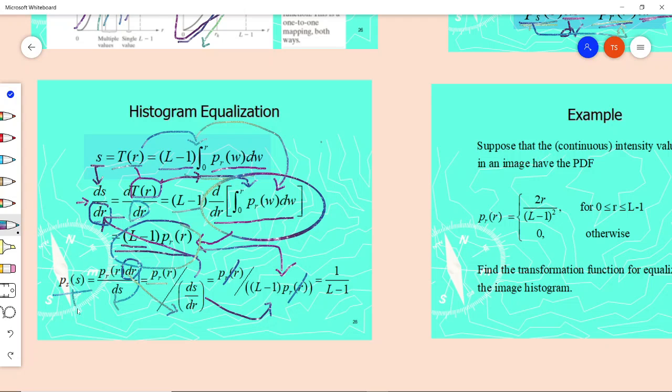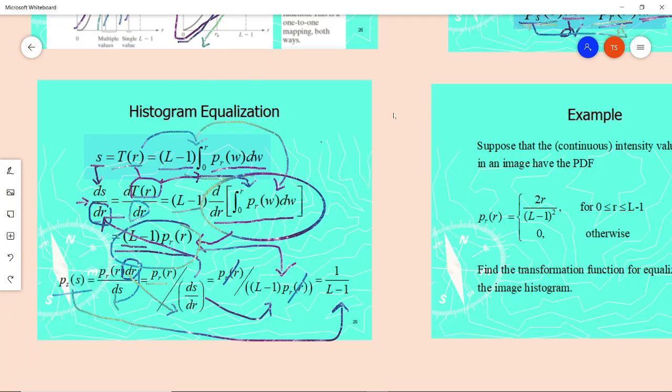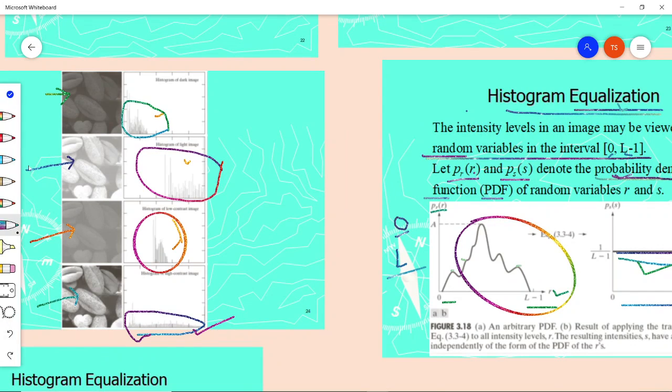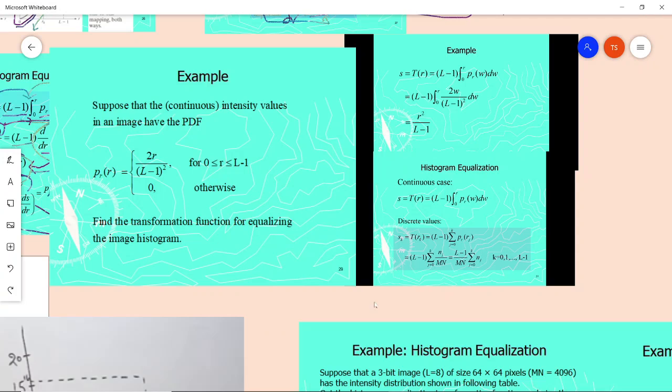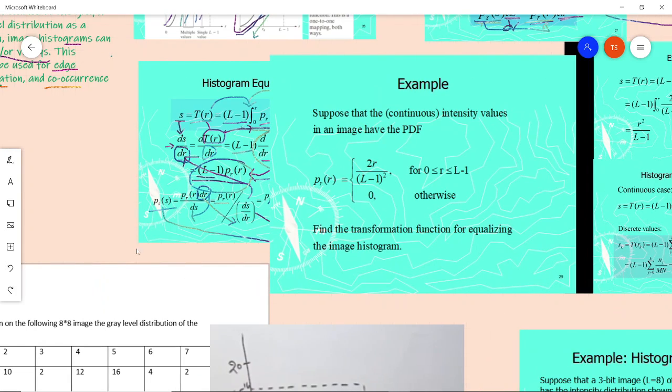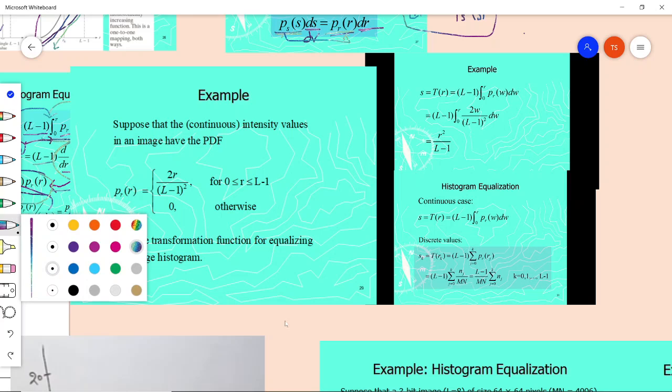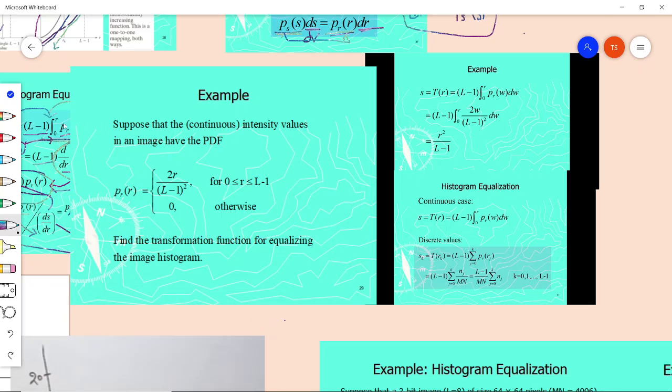So p_s(s) is simply equivalent to 1 by L minus 1. This we got from the histogram equalization. That's why here in p_s(s), the range is 0 to 1 by L minus 1. Now we discussed histogram equalization and how to calculate it, and we have seen the formulas. Now let's see one example of how to apply these integrals and differential equations.